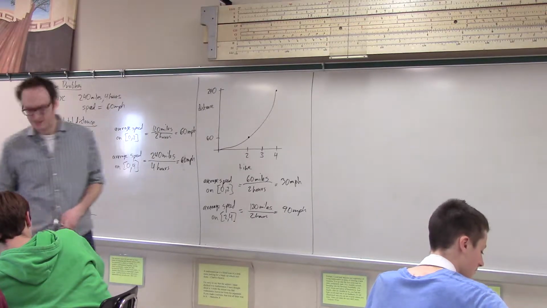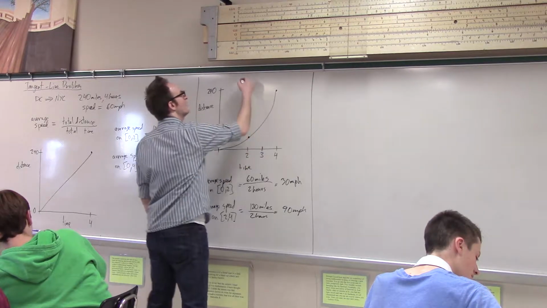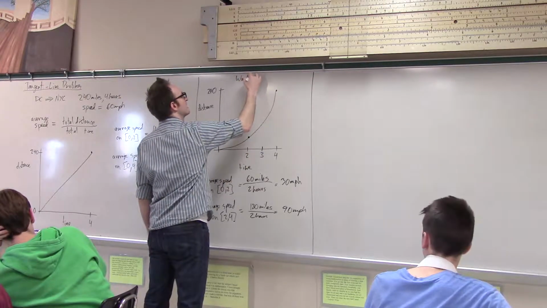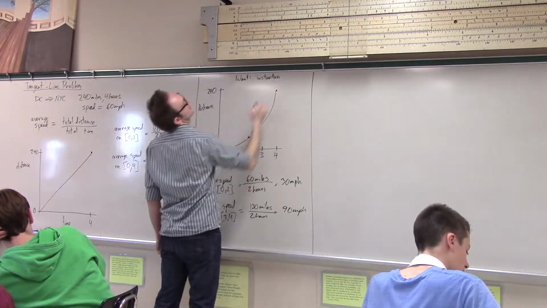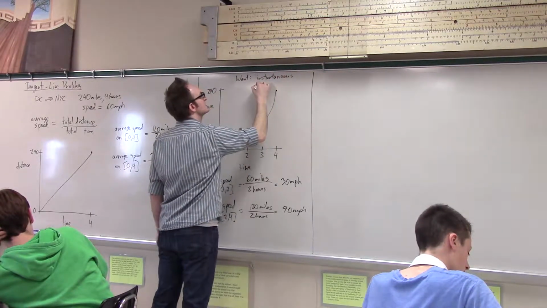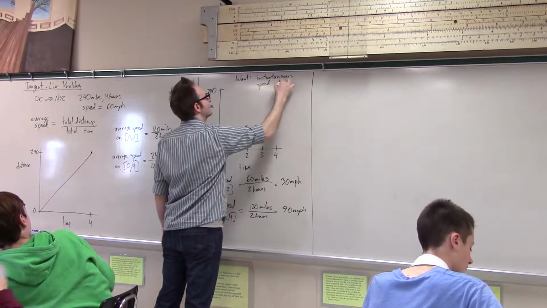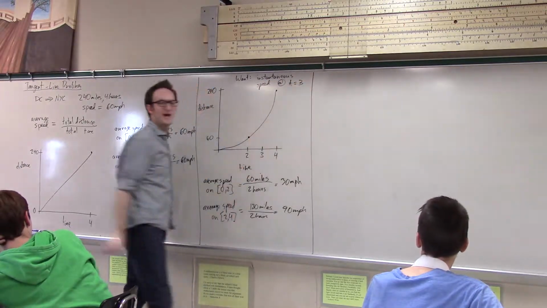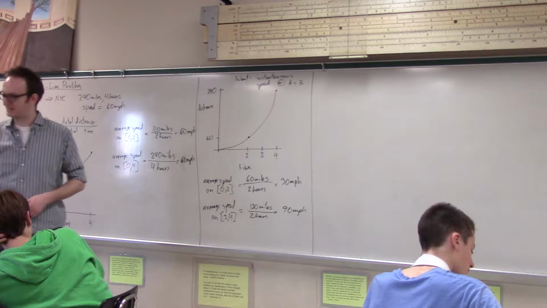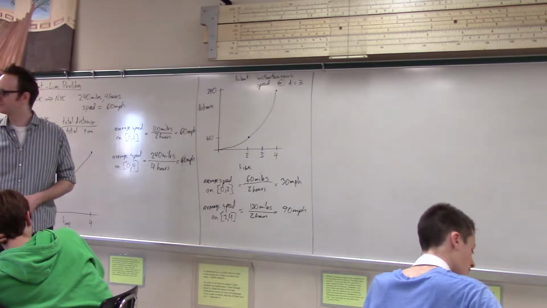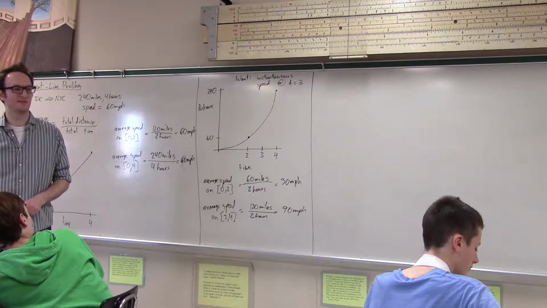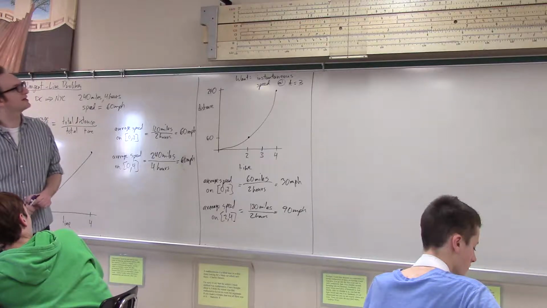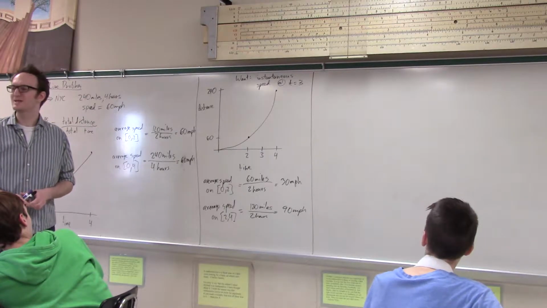All right, so what I want is my instantaneous speed at t equals 3. How fast am I going at that exact moment? Seems like a reasonable question. Talk to me about this. Instantaneous speed. What does that even mean?